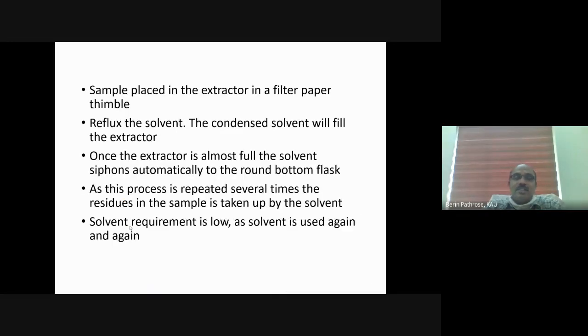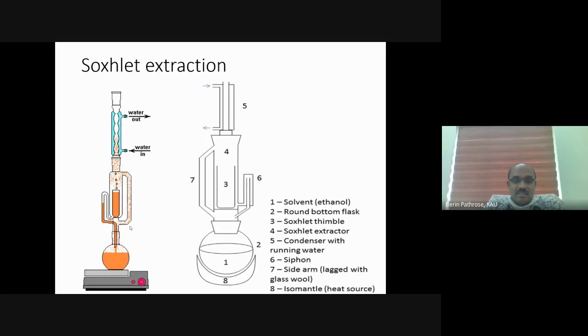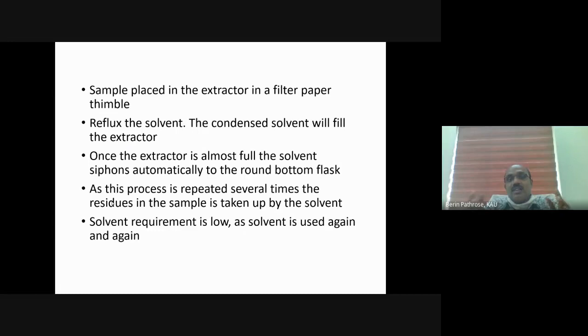Then the sample is placed in the extractor in a paper thimble. We call this refluxing. This continuous siphoning and filling of the Soxhlet extractor is called refluxing. The condensed solvent will be filled in the extractor. Once the extractor is almost full, the solvent siphons automatically into the round bottom flask.